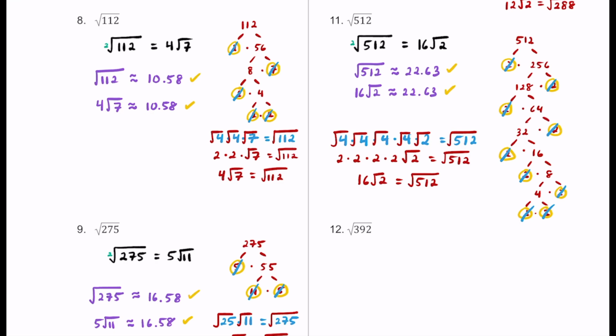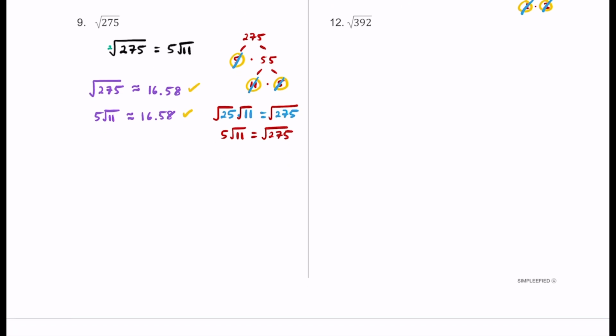Finally, one final problem, number 12, we have the square root of 392. Let's go ahead and copy that down, the square root of this thing. Let's put a little 2 here to show we're taking the square root of it. Again, that's implied, but I just want to make sure you know there's a 2 there. And then let's take this 392 and break this down.